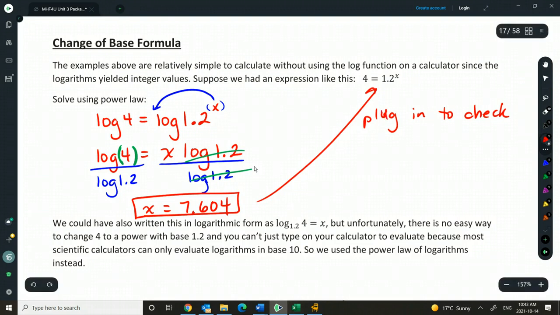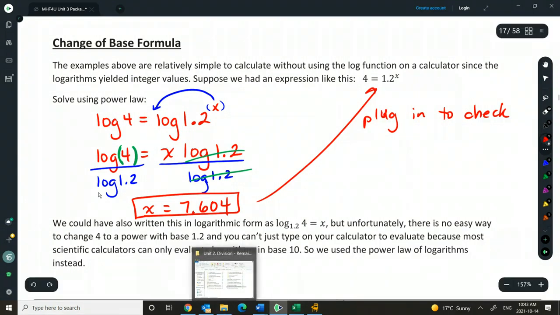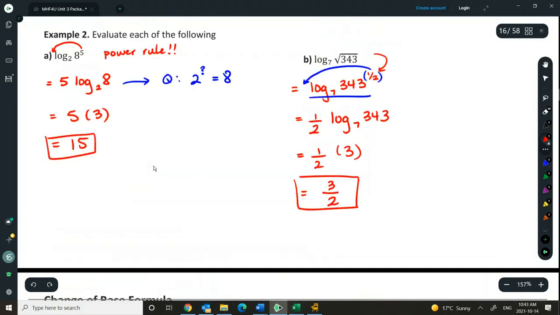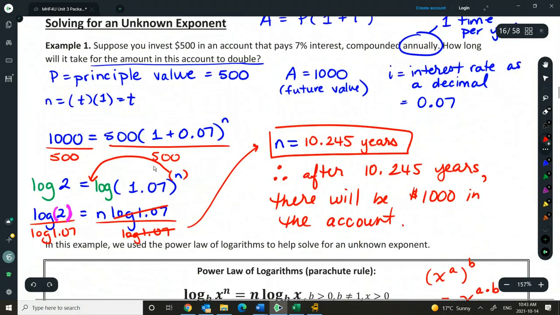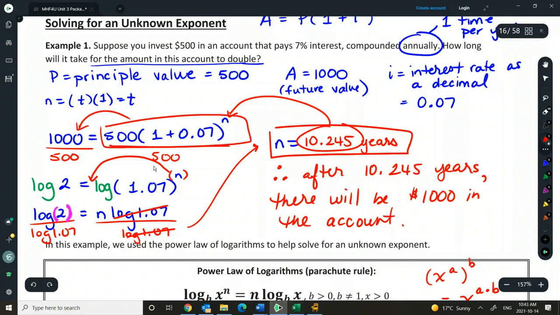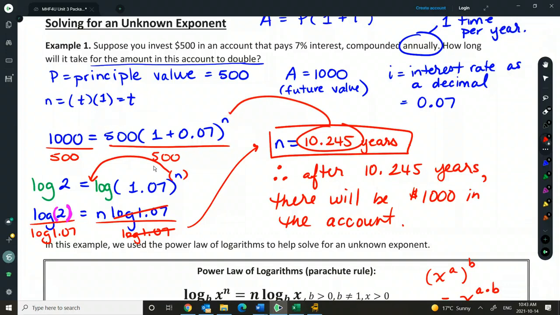I can do the same thing in my exponential questions too, right? Like I could have done that back in question number 1. If I take this and I sub it in for n here, I would check that this is equal to 1,000. So I should be able to do that for any question where I solve. I can plug back in and double check.